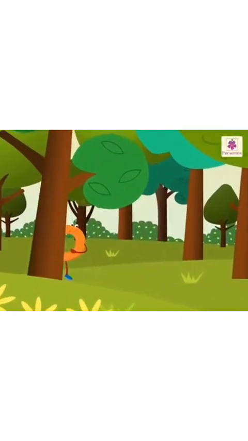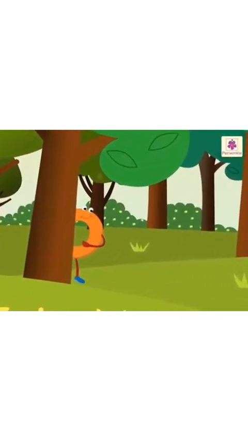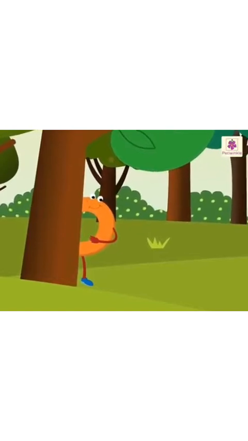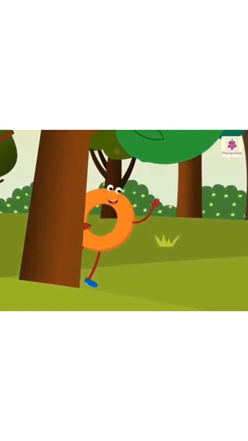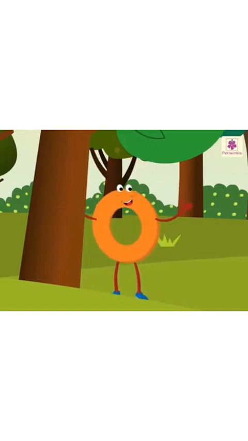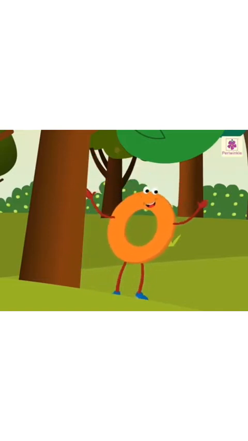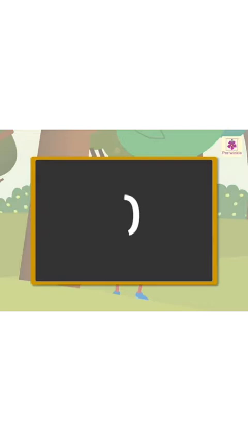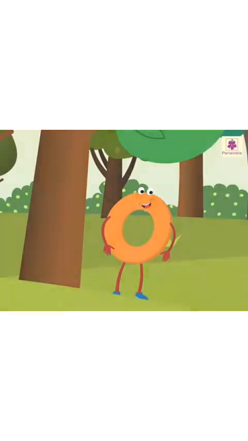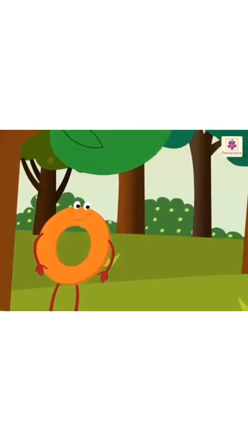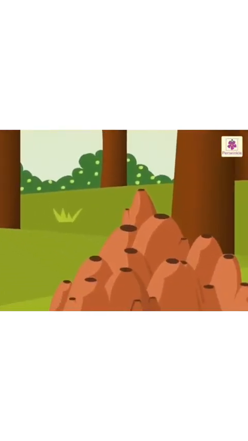Look, what's that? I can see something hiding. That's the number 0 behind the tree. Look, it's dancing. The number 0 denotes no objects. Let us see how. What is that near the tree?